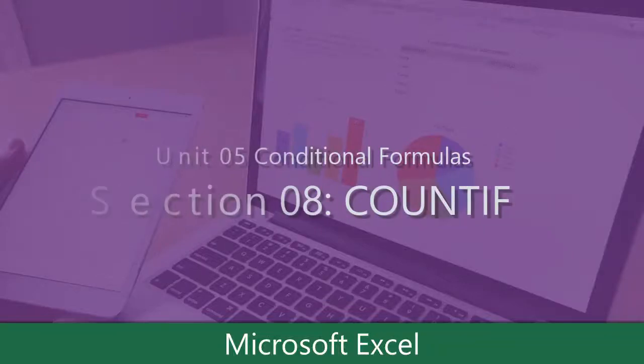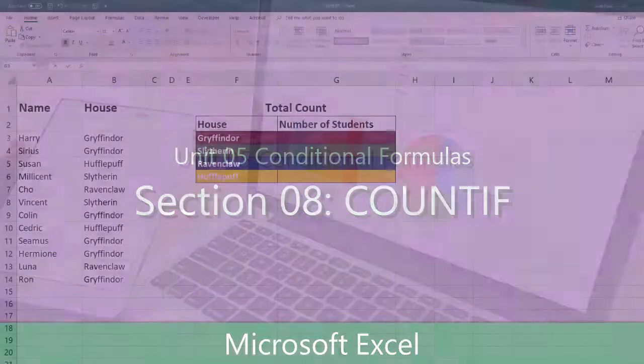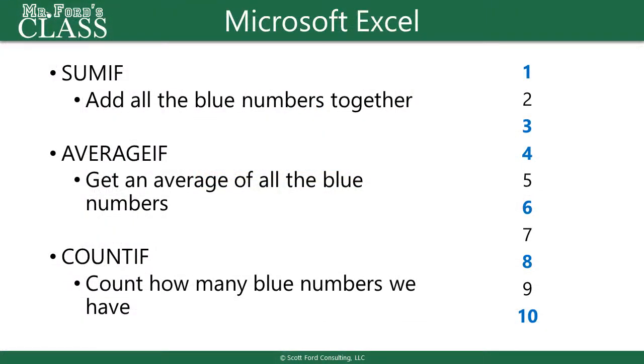Wrapping up this unit, I want to take a look at the COUNTIF function. This is the last of the conditional formulas we need to know for this course. The SUMIF function added things together if they met a certain criteria, certain condition. The AVERAGEIF averaged numbers together if they met a certain criteria. The COUNTIF just sees how many total of the criteria we have, how many of these things are actually true.